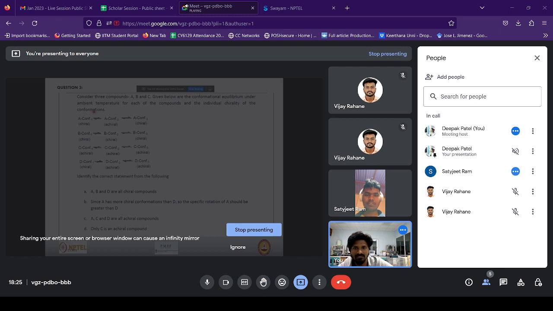So question number 3: consider the three compounds A, B and C. Given below are the conformational equilibria under ambient temperature. So in the question, in A, one configuration is converting to a chiral one, then to an achiral one. Again in B, conformation one is chiral, so all the conformations are chiral in this. In this one, achiral.